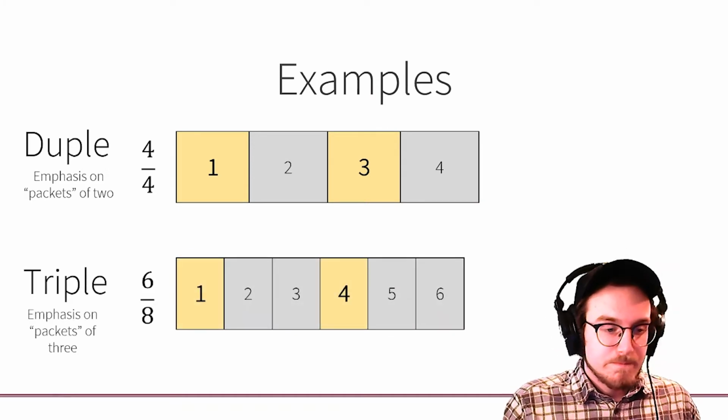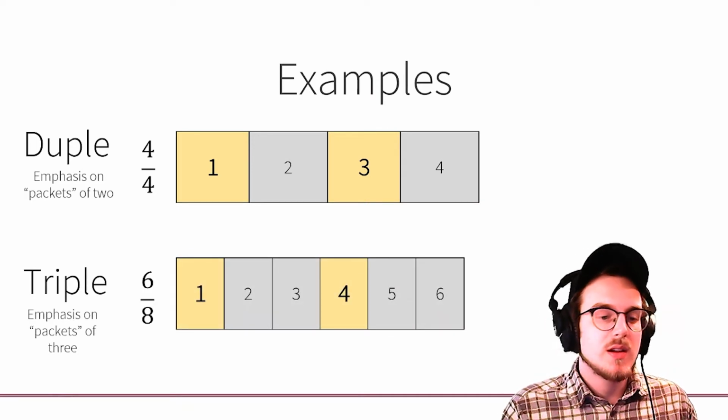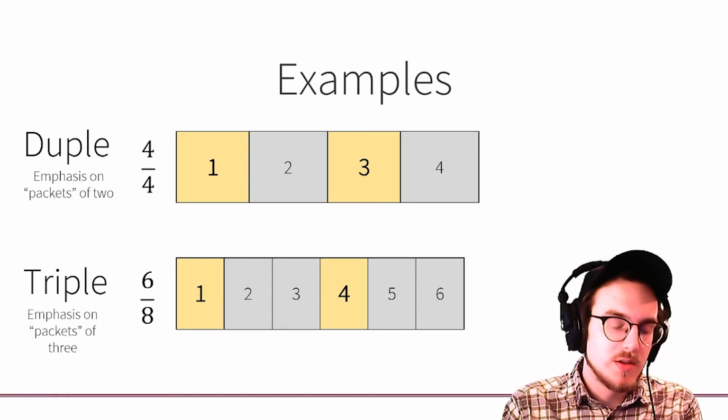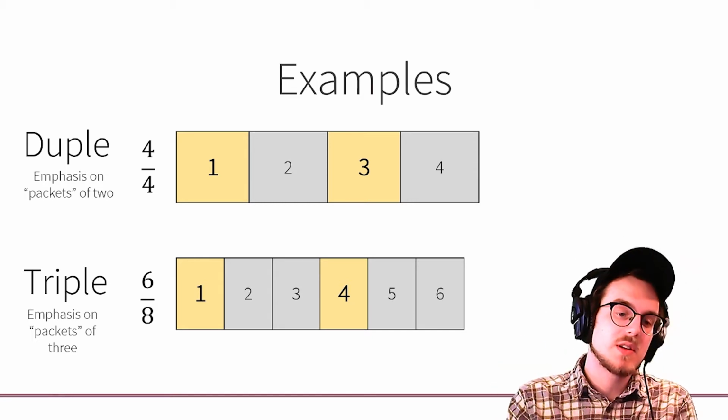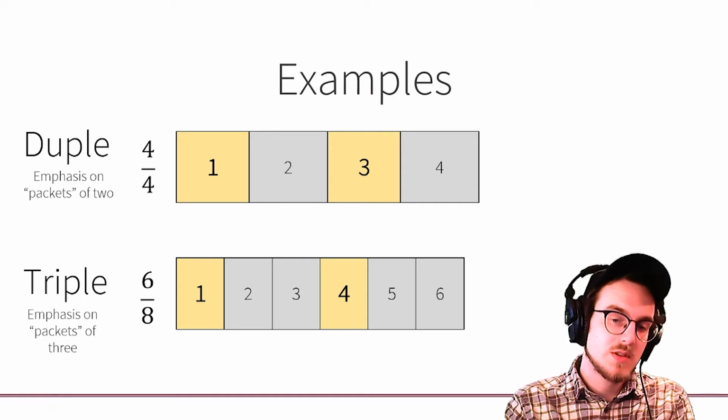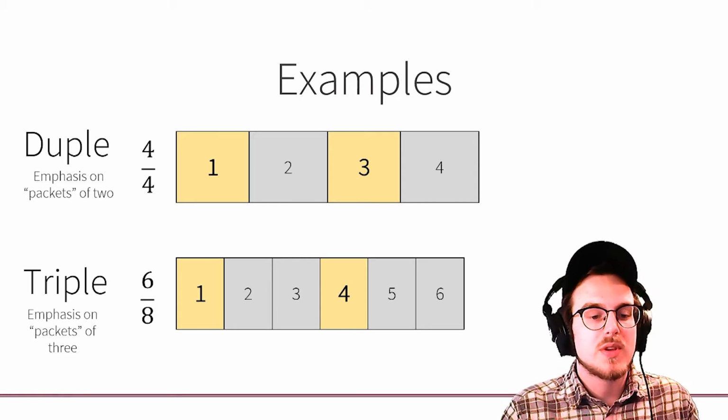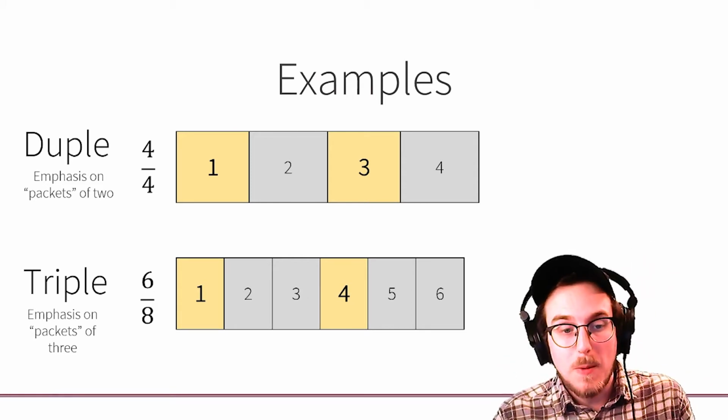So triple, 6/8 is a good example of this, and we see those packets of 3s. 1, 2, 3, 4, 5, 6. 1, 2, 3, 4, 5, 6. So we get that accent every third beat.